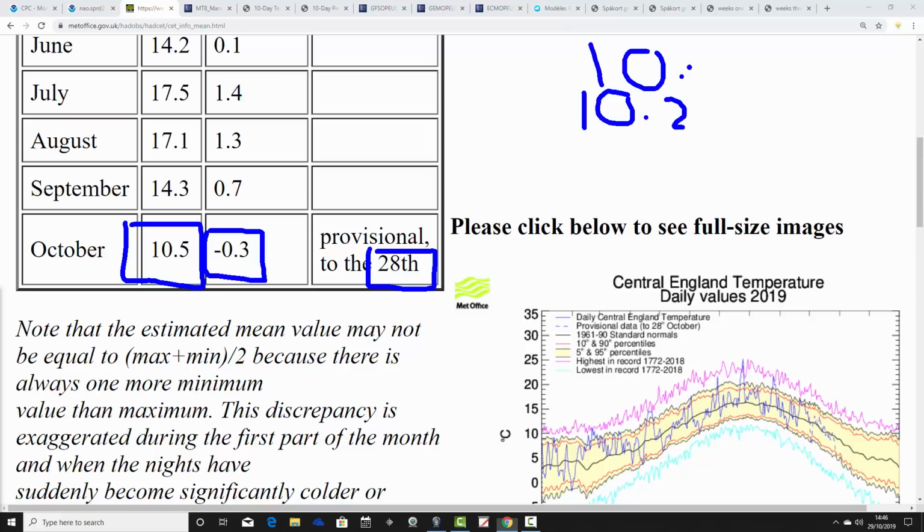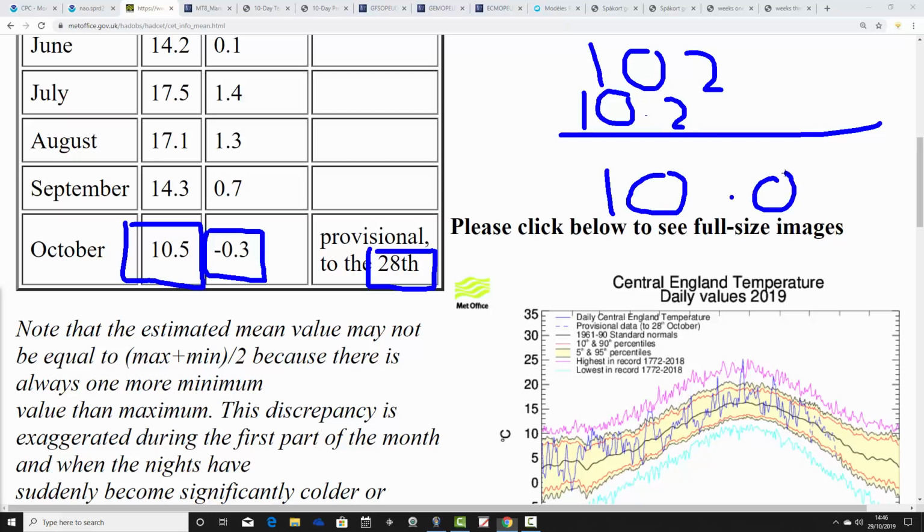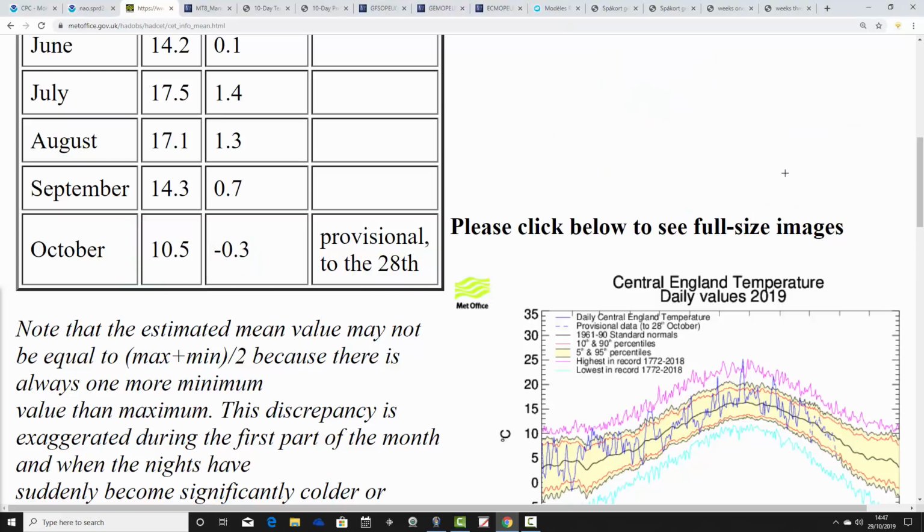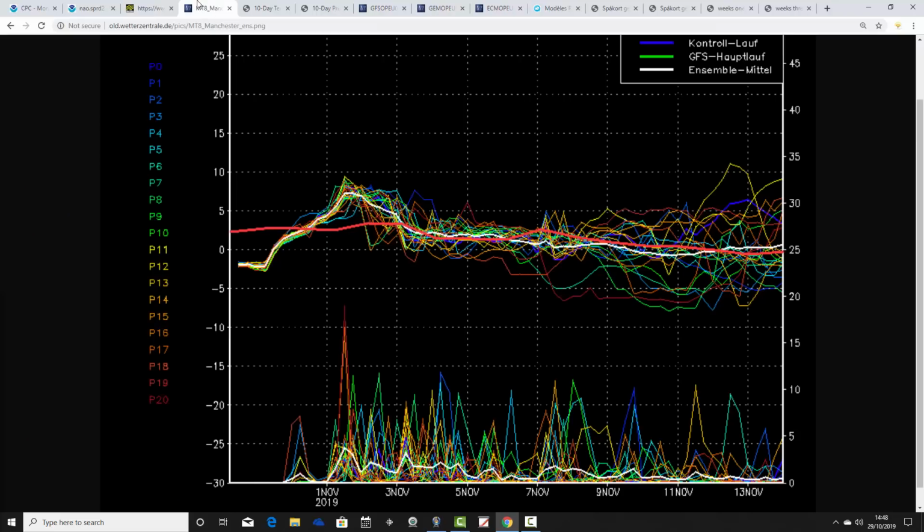perhaps. But then, of course, we may also get a downwards correction. So once we take into account the downwards corrections, we might finish up at around 10.0 itself. Be interesting to see where we finish up with this October CT. It is going to be a little bit colder than average, I think, overall this month, but maybe just managing to cling on to the 10s rather than dropping down into the 9s. All will be revealed on Friday.